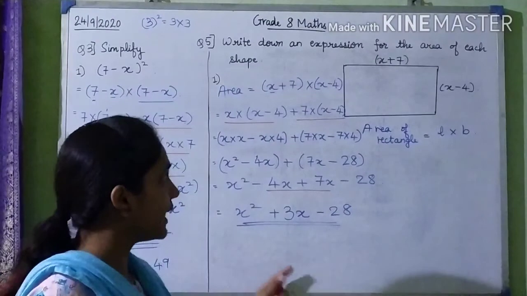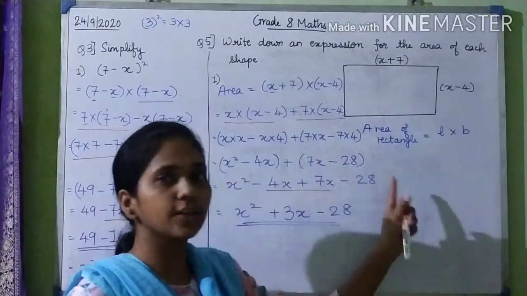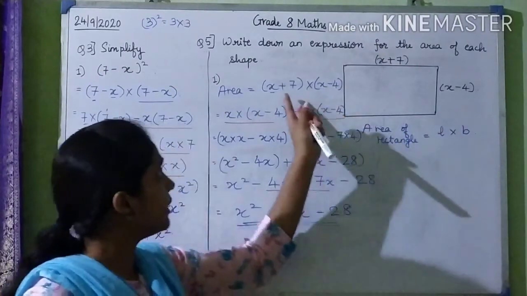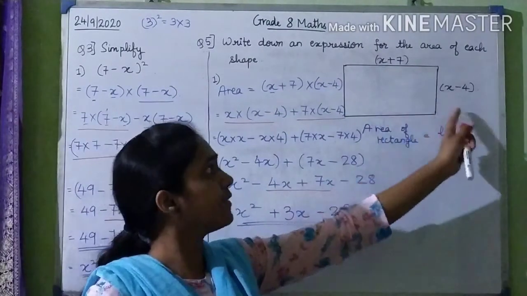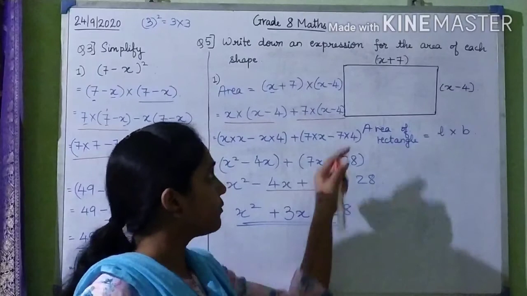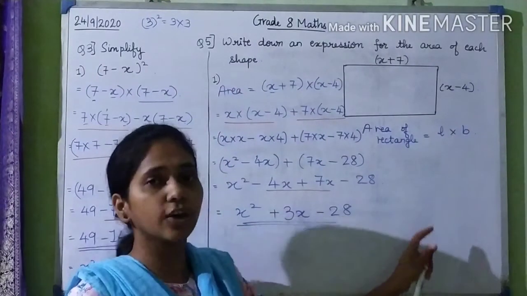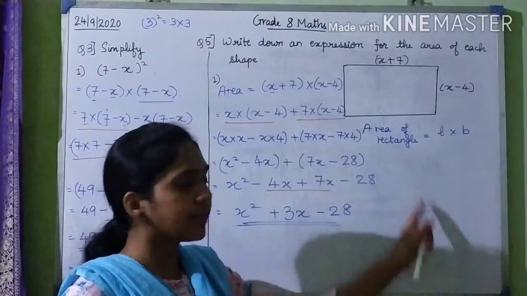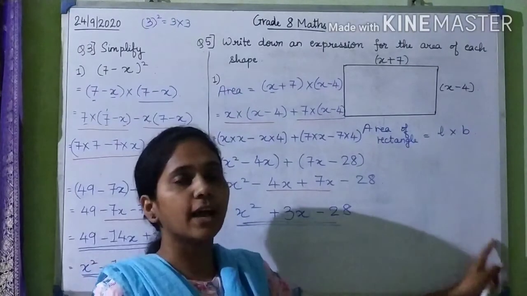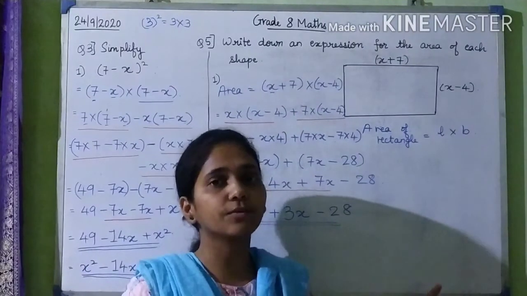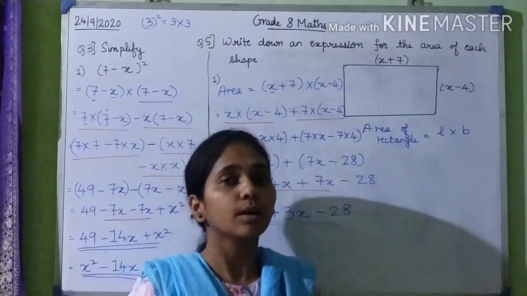Okay. So the area of the rectangle, see here the area of the rectangle formula was length into breadth. So that is why we had to just multiply the length and the breadth given to us. If the shape is different, we need to take the formula for the area of that particular shape. Like for a triangle, the area of the triangle is equal to half into base into height.